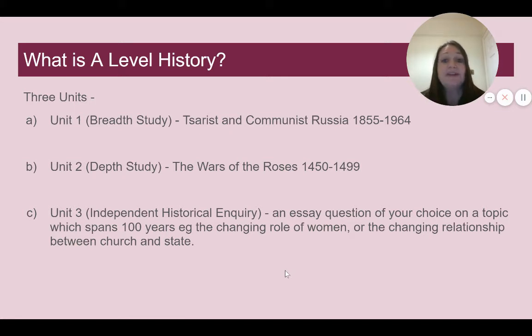The first thing we need to do is something called Paper 1 or a breadth study, and for that we look at Tsarist and Communist Russia from 1855 through to 1964. Paper 2 is called a depth study, and in that we look at the Wars of the Roses between 1450 and 1499. And then the third paper is actually not an examined paper. It's completed in school, a bit like a piece of coursework.